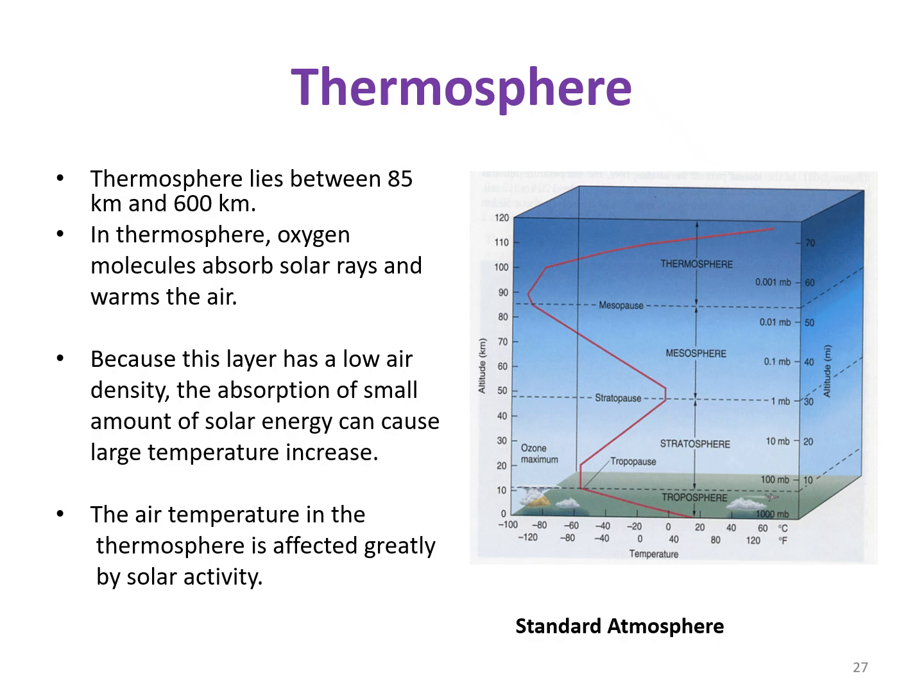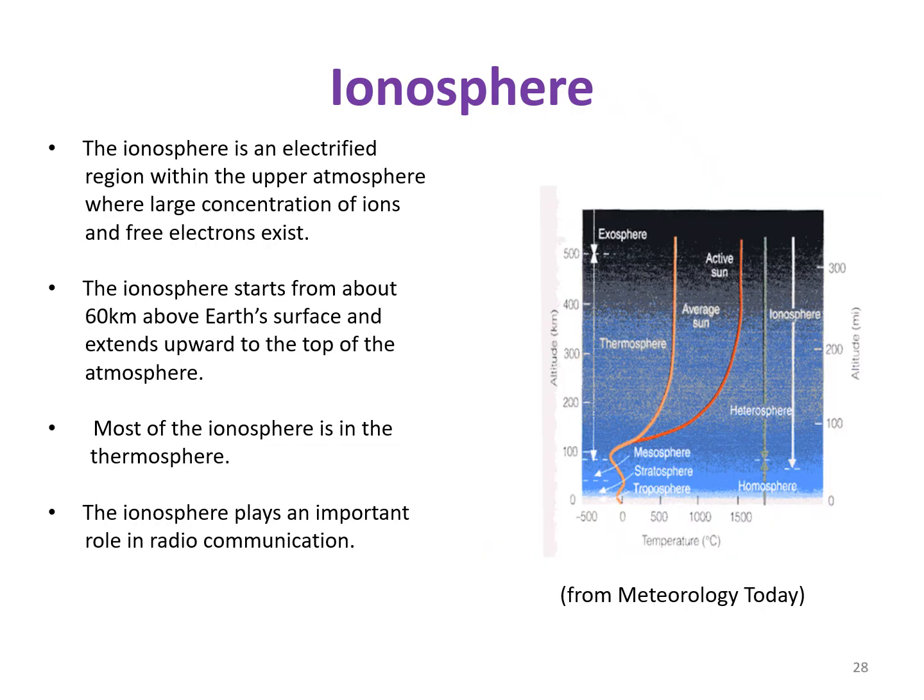And also, auroras are observed in lower parts of thermosphere. Ionosphere is an electrified region within the upper atmosphere where large concentrations of ions and free electrons exist.